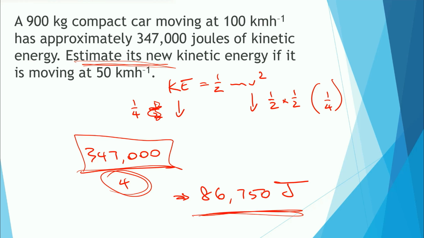Anyway, that's going through a few quick examples of using GPE equals mgh and using KE equals half mv squared. So if ever you have problems involving these two equations and these two forms of energy, hopefully you'll be sorted.